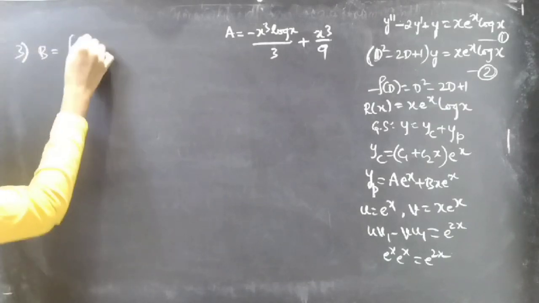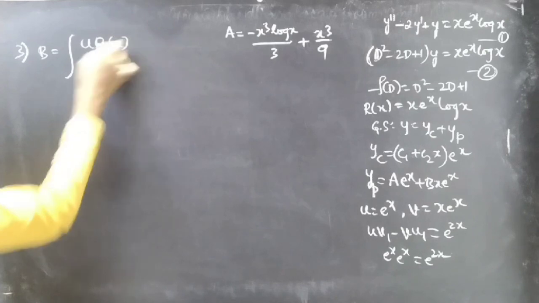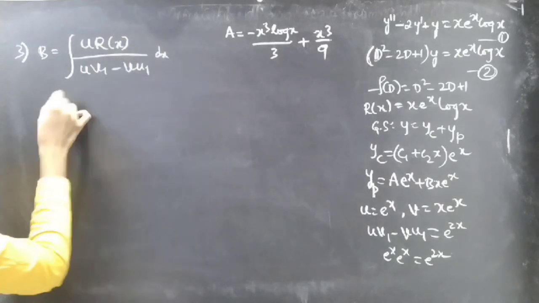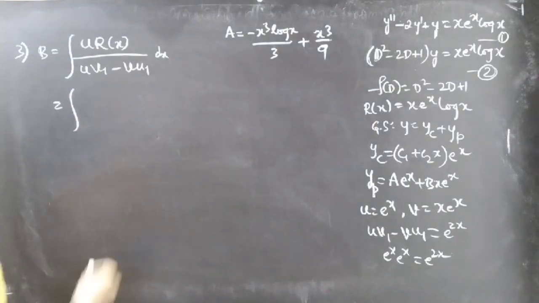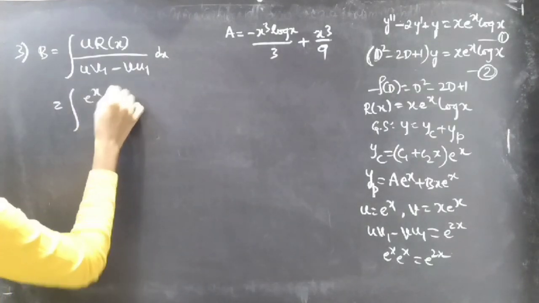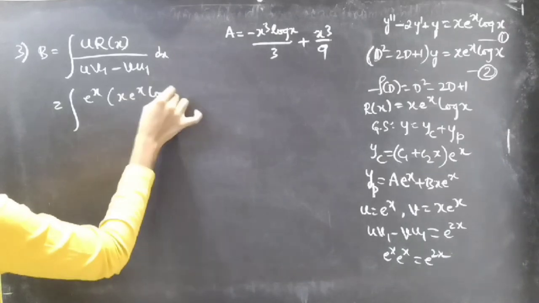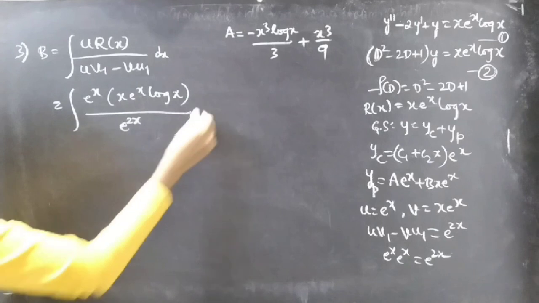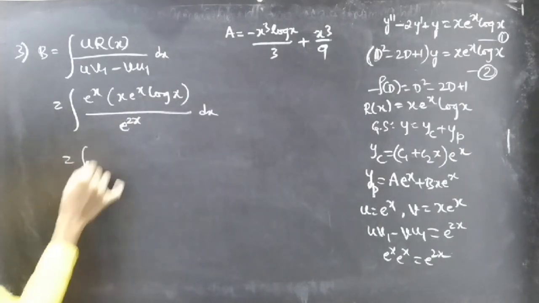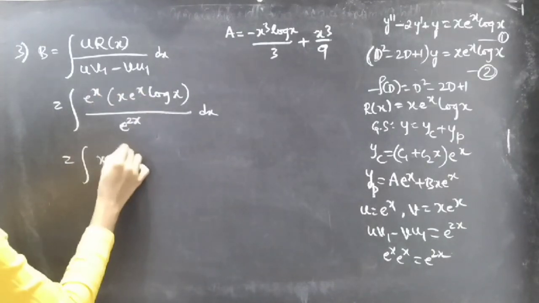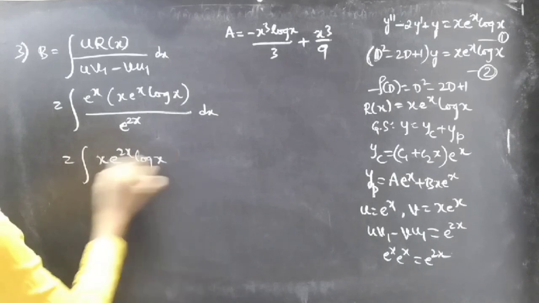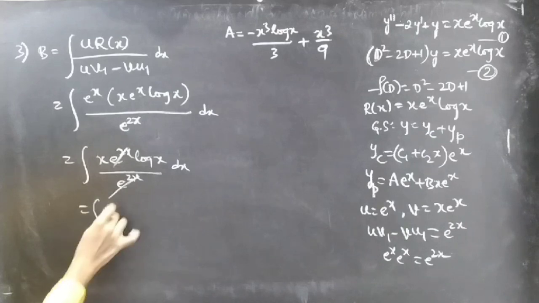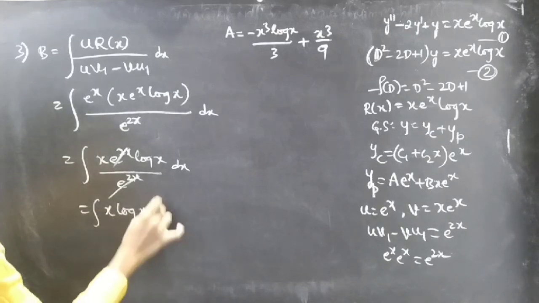B is given by integral u into r of x by uv1 minus vu1 into dx. This gives us u, e power x, into r of x, which is x e power x log x, by uv1 minus vu1, which is e power 2x, into dx. This gives us x into e power x into e power x, which is e power 2x, log x by e power 2x into dx. Here e power 2x gets cancelled. This equals integral x log x dx.